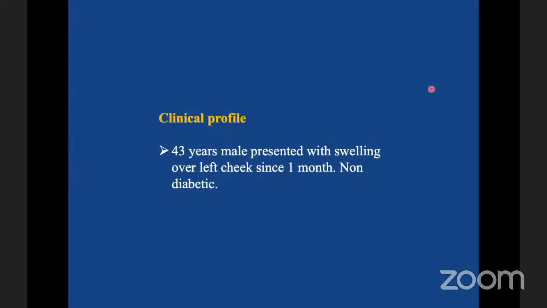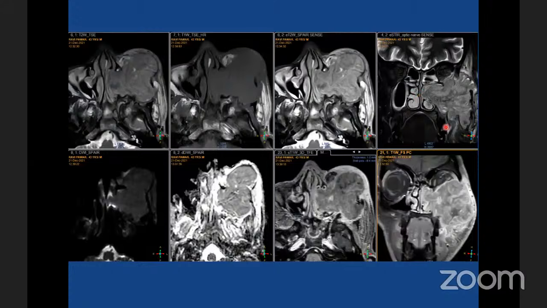Another patient, a 43-year-old male, presented with swelling over the cheek. So from nasal blockage to epistaxis, we have come to another symptomatology where swelling and is a non-diabetic. I purposely said non-diabetic because we saw a lot of mucor. Non-diabetic, non-COVID, a 43-year-old patient with cheek swelling. Now, these are MRI images.